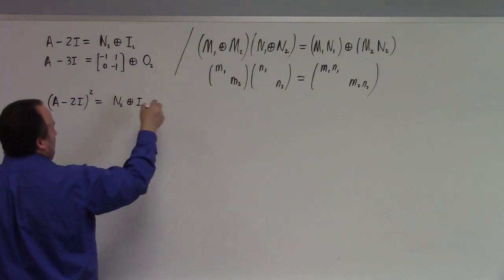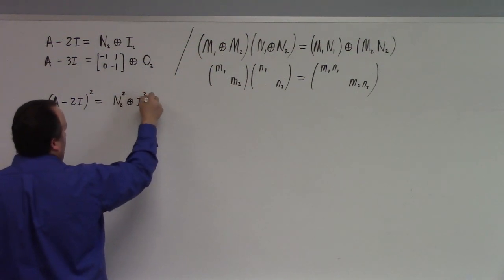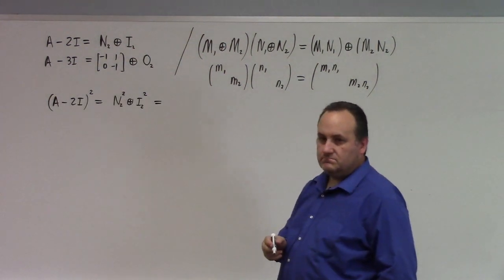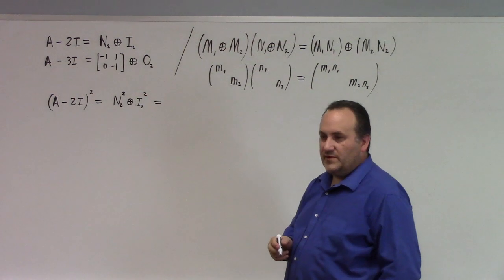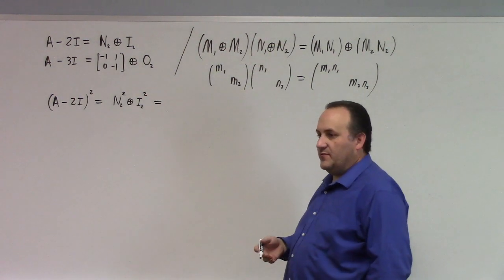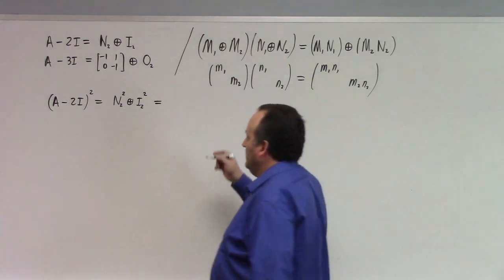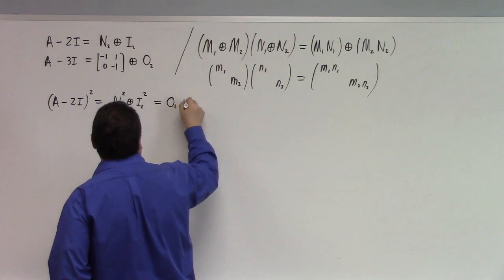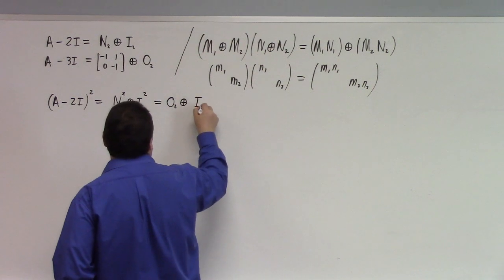So you end up doing what? You square each, right? What's n2 squared? We talked about this the other day. The nilpotent matrix of order 2 squares to 0. So that gives us 0, the 2 by 2 0, direct sum with the identity, 2 by 2 identity.